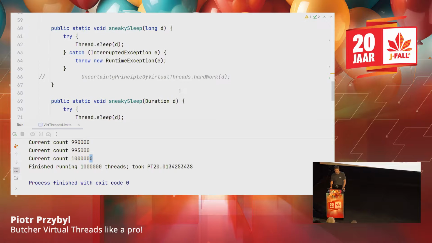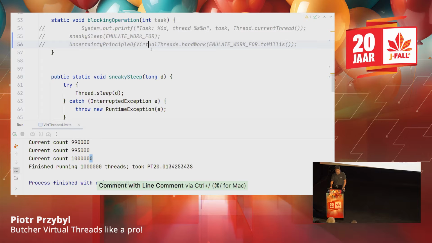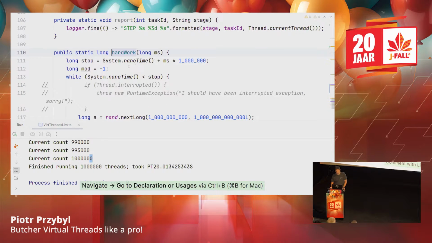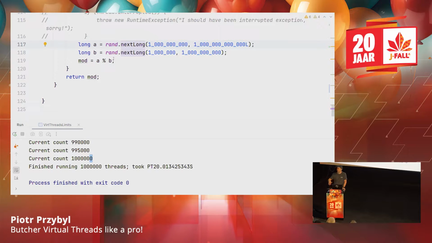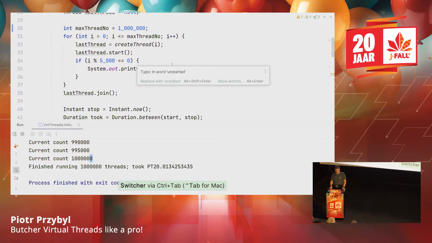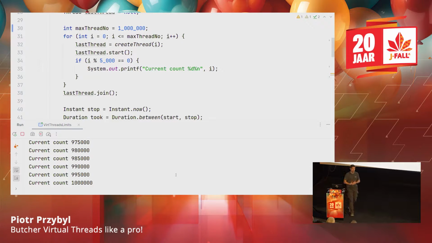But the moment you start doing something more sophisticated, and instead of just going for the sneaky sleep, I'm going to go for some really hard work. Hard work means that you can see I'm just dividing some numbers, the modulo and whatnot here, and it's actual CPU-bound work, right? It's intense work. So now if I try to run this demo again, as you can see, I'm still able to create 1 million virtual threads, but I haven't really tried it. Sorry, 1 million, right? What did I say? Okay, 1 million. I don't know how long this demo would take, right?